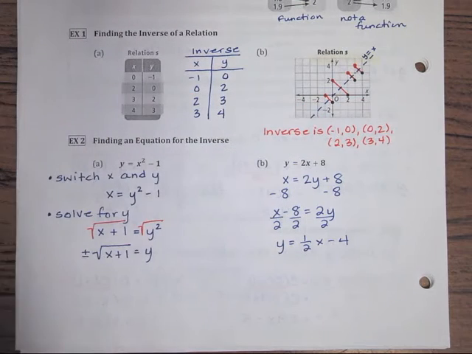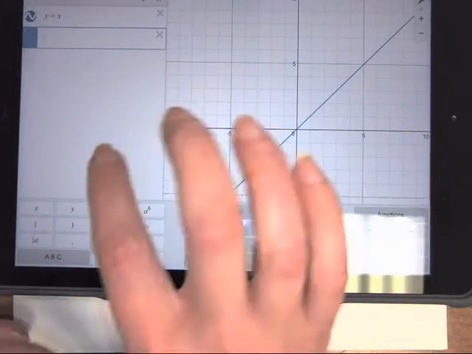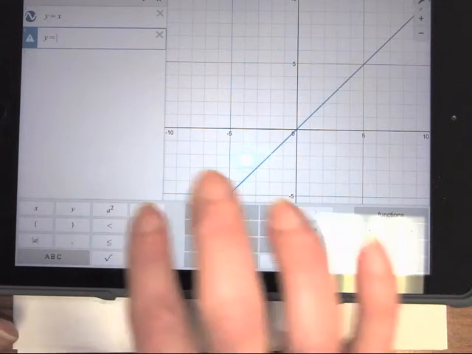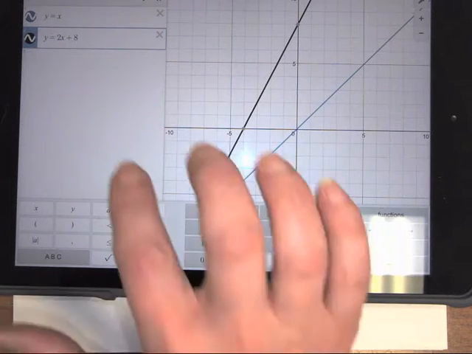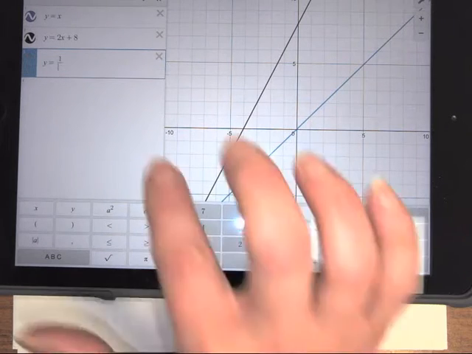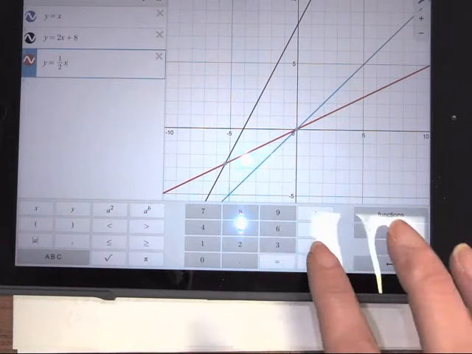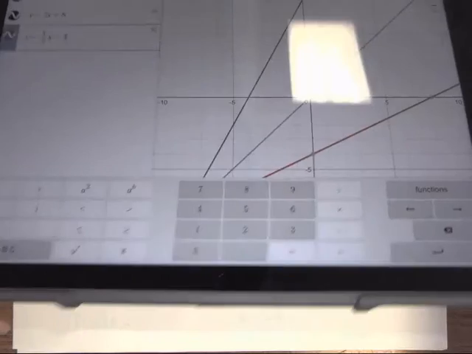And if we want to go to our Desmos, let me get rid of some of this stuff here. And let's bring it down here. We've got y equals 2x plus 8. There we go. And what was the other one? 1/2 x minus 4? And see how it is an exact reflection over that line, y equals x. Okay? So that's finding the inverse of a function.